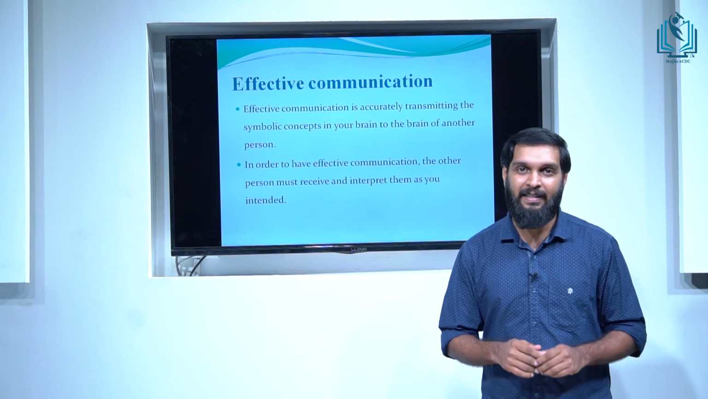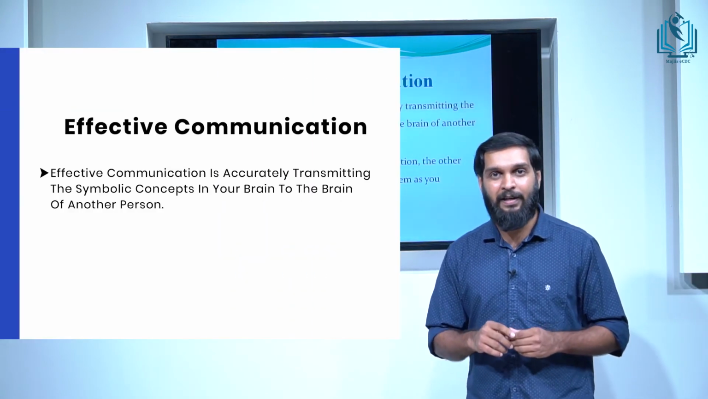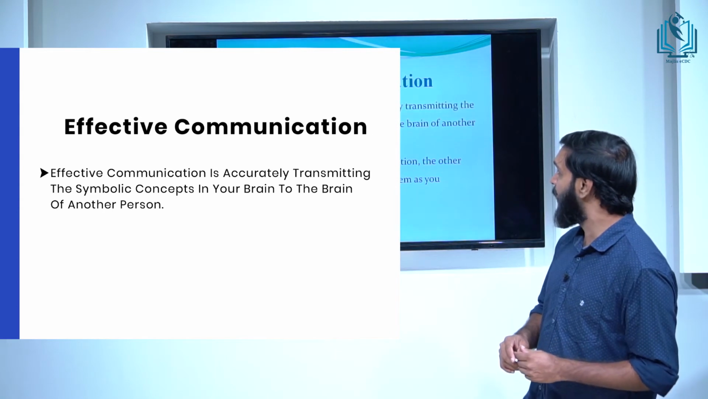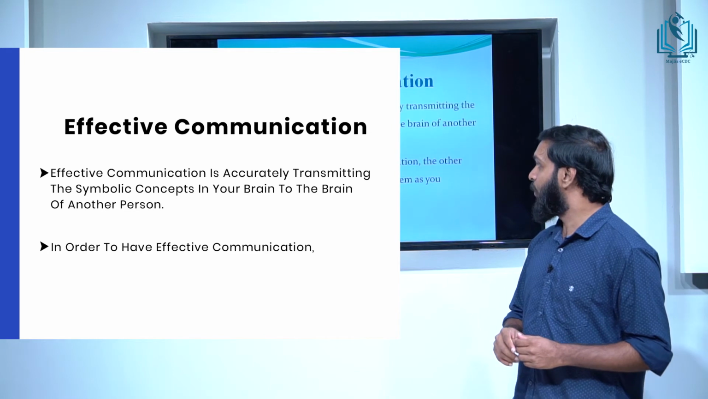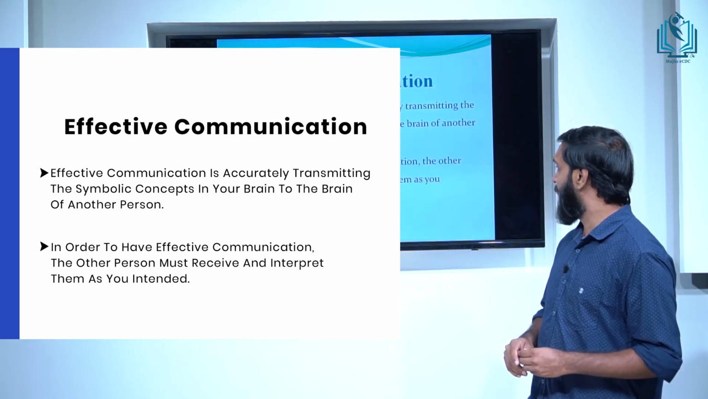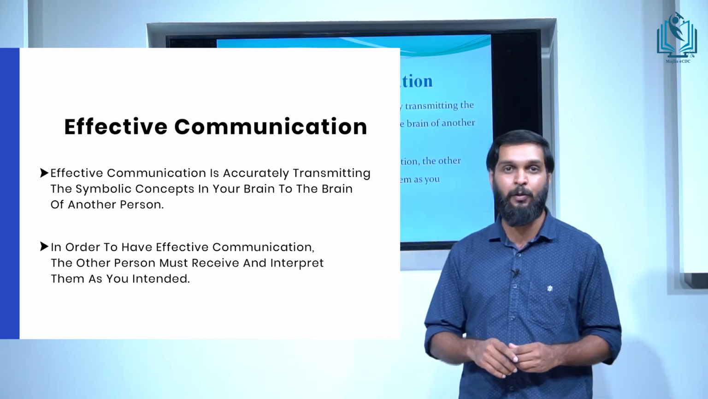Moving to the seventh element, effective communication. Effective communication is accurately transmitting the symbolic concept in your brain to the brain of another person. In order to have effective communication, the other person must receive and interpret it as you intended.